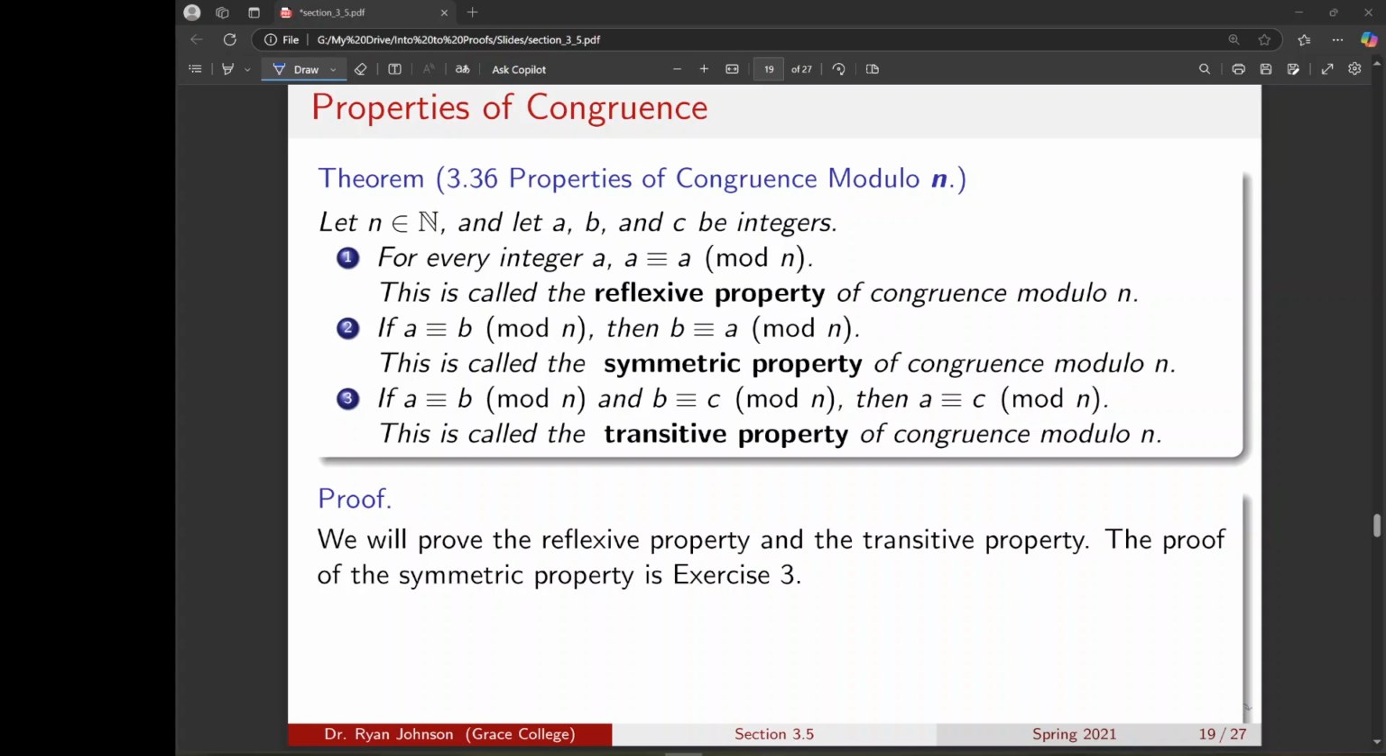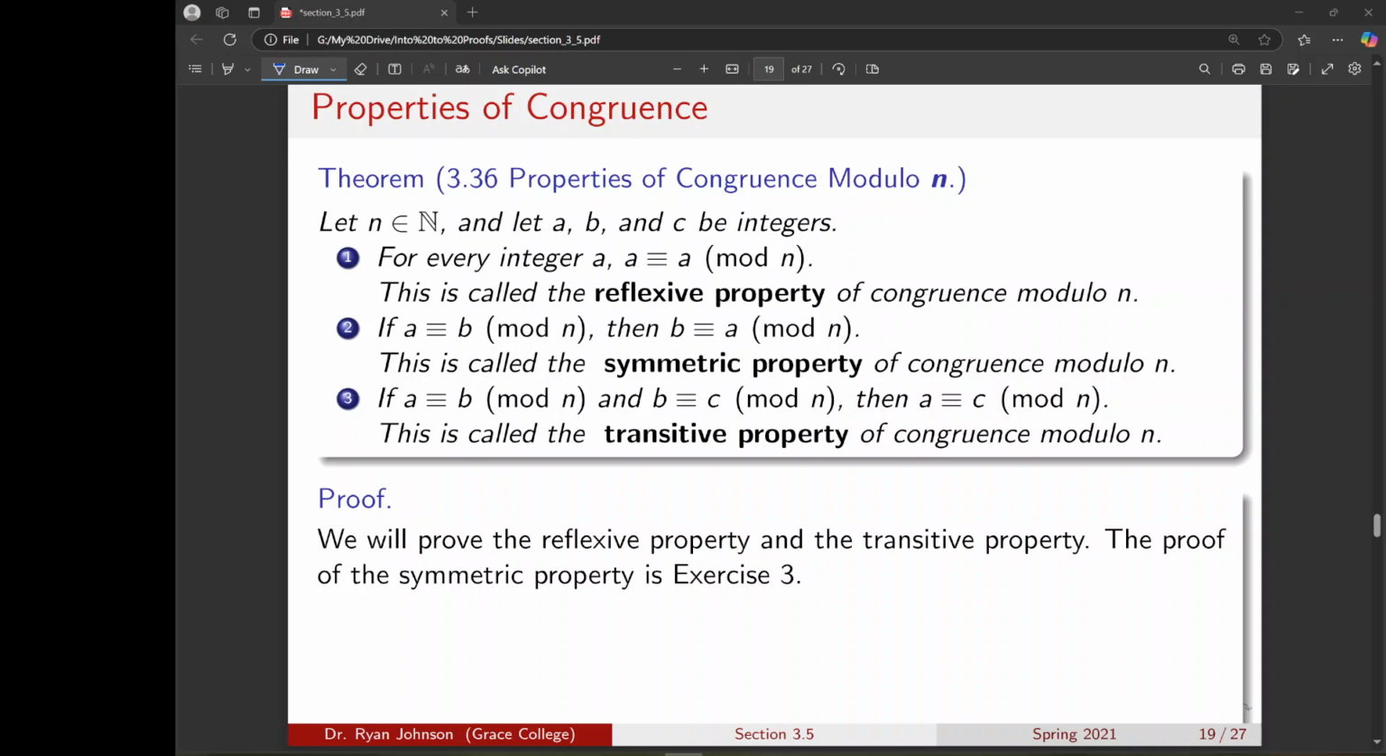Okay, now we're going to talk about Theorem 3.36, which is properties of congruence modulo n. So here we have: let n be a natural number and a, b, and c be integers. Then for every integer a, a is congruent to a mod n. That's called the reflexive property.